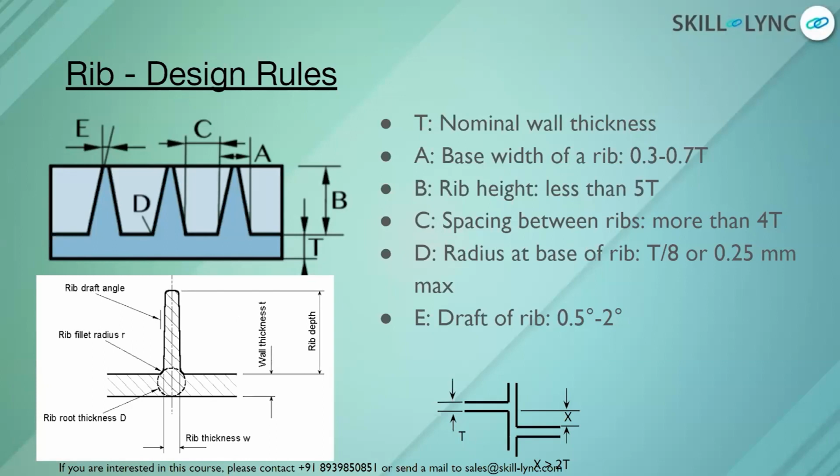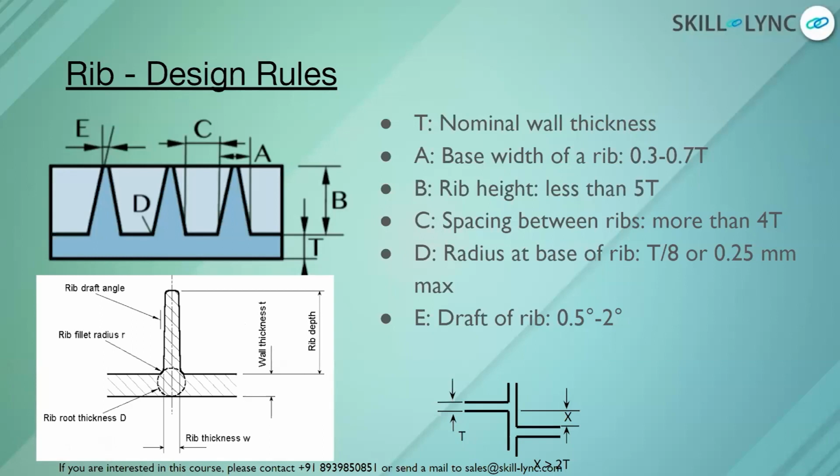Along with that, you will have the rib draft angle. The draft angle is already a set parameter. It can have a draft as low as 0.5 degree to 2 degree. As the draft increases, the depth parameter also changes accordingly.